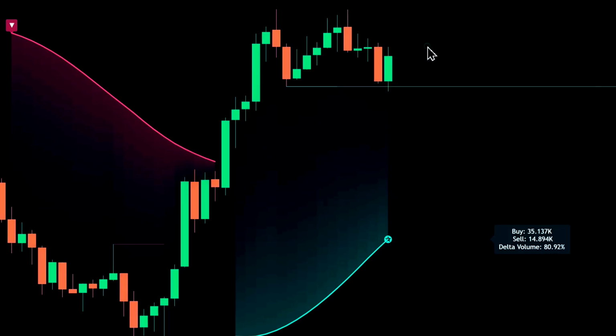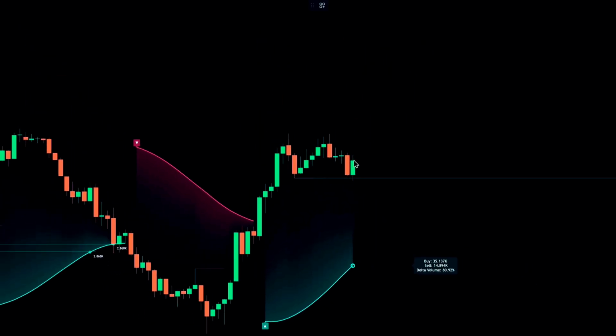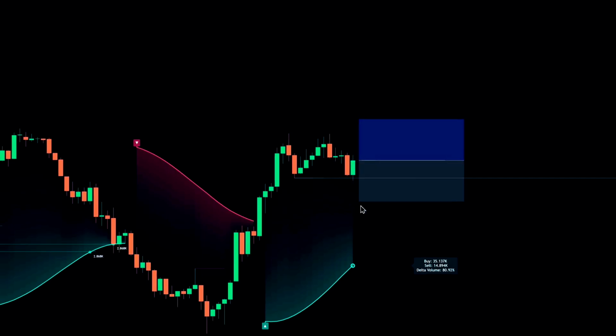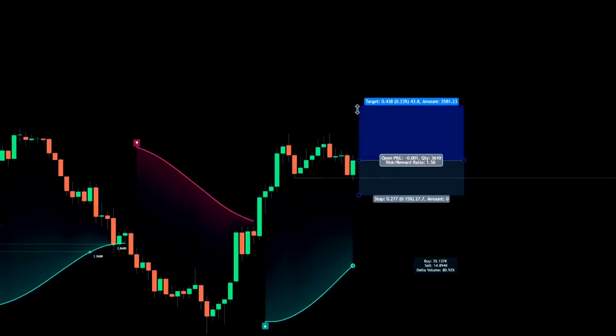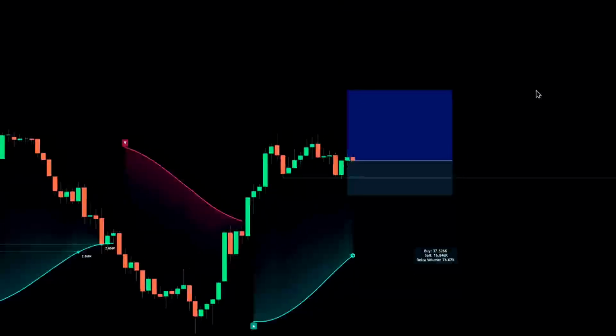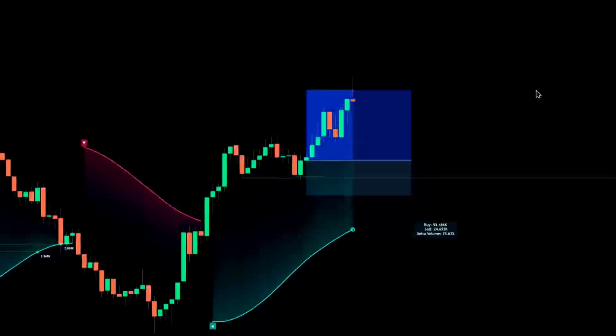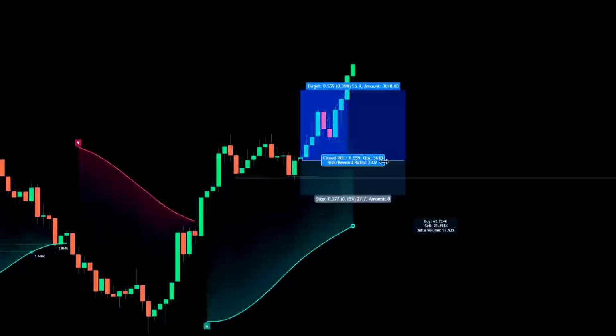Set your stop loss below the entry candle, and your take profit should be at least 2 times your risk. For short trades, just reverse the process: look for a bearish trend. Wait for the price to retest a recent pivot high, and make sure the delta volume is sufficiently negative.